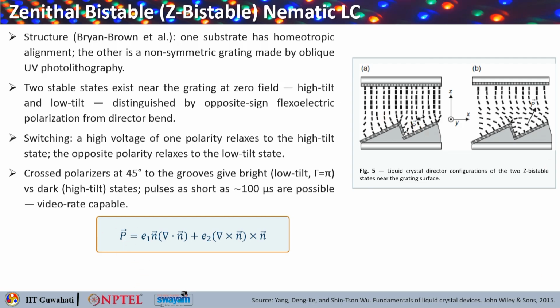You can see this flexoelectric formula. It decomposes the induced polarization into a splay term, proportional to n times the divergence of n, and then there is a bend term that involves the curl of n. Near this grating geometry the bend term will dominate and its sign differs between the two states, which is what a voltage of correct polarity exploits, together with the ordinary dielectric coupling.